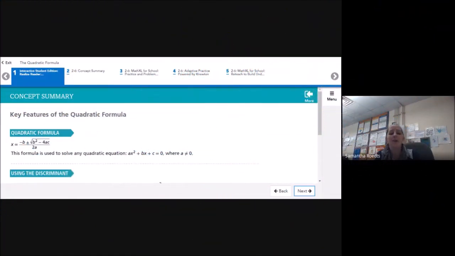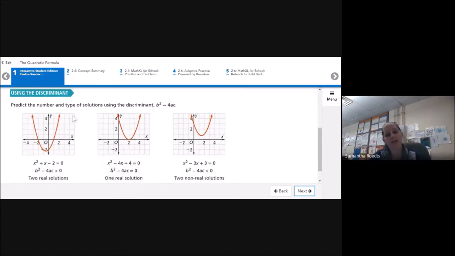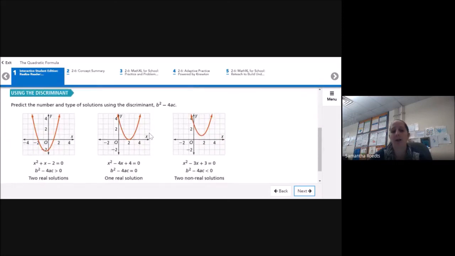All right, so the concept summary, the key features of the quadratic formula: x equals negative b plus or minus the square root of b squared minus 4ac, all over 2a. This formula is used to solve any quadratic equation, ax squared plus bx plus c equals 0, where a does not equal 0. Okay, so I can predict the number and types of solutions using the discriminant b squared minus 4ac. The discriminant is what is underneath the radical, the radicand.